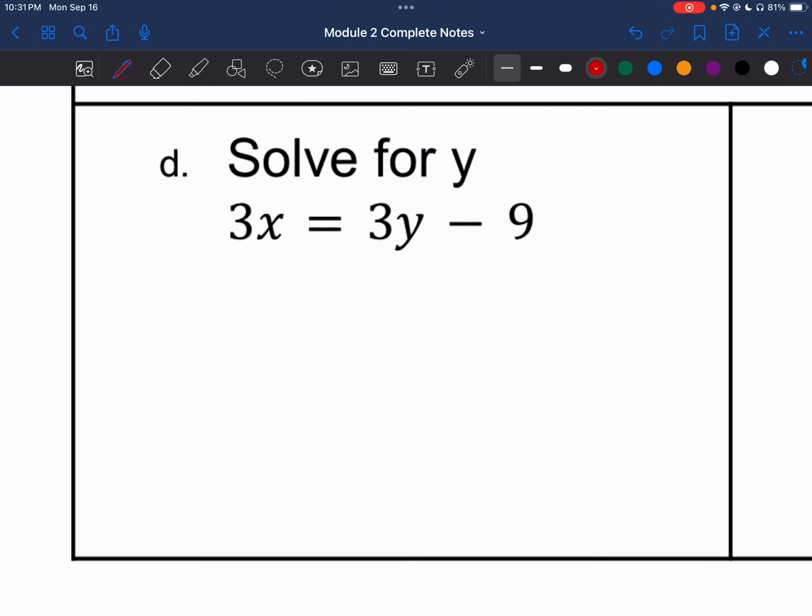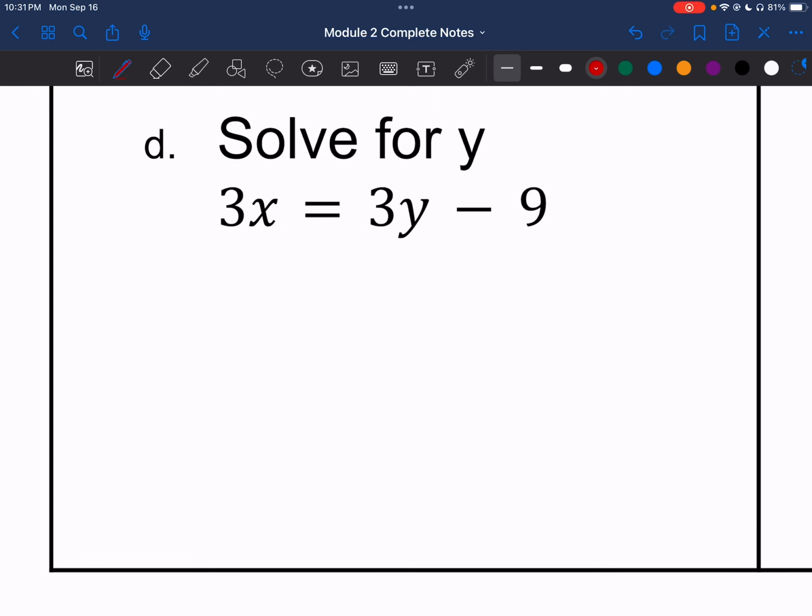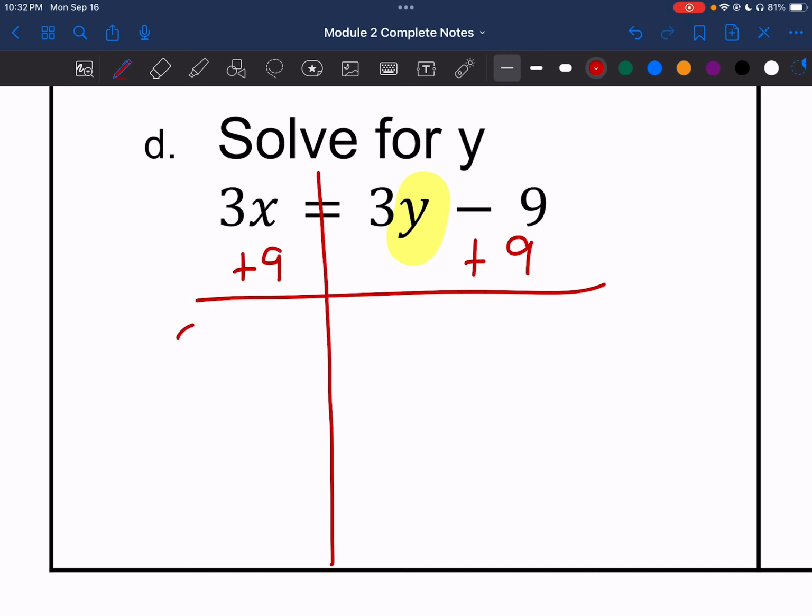So letter D, we're asked to solve for y. So again, I'm going to highlight y just to isolate and kind of key in on what I want to do with it. And we start with our dividing line down the equal sign. So I have 3 multiplied by y, and then we're subtracting 9 from that. So the opposite of subtracting 9 is adding 9. All right, so now we're going to get 3x plus 9 is equal to 3y.